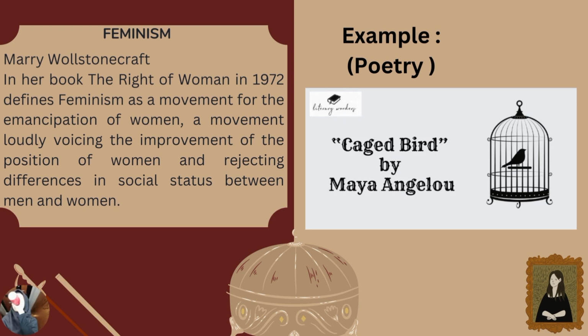Caged Bird was published by Maya Angelou in 1983. One bird can live in nature as she wishes, while the other caged bird suffers in captivity. The poem's extended metaphor can be seen as depicting the experience of inequality between man and woman.